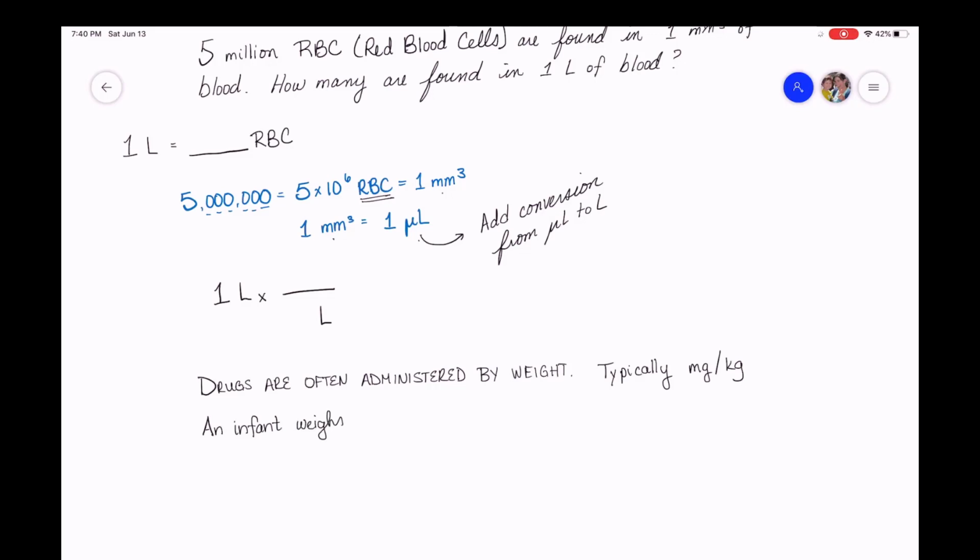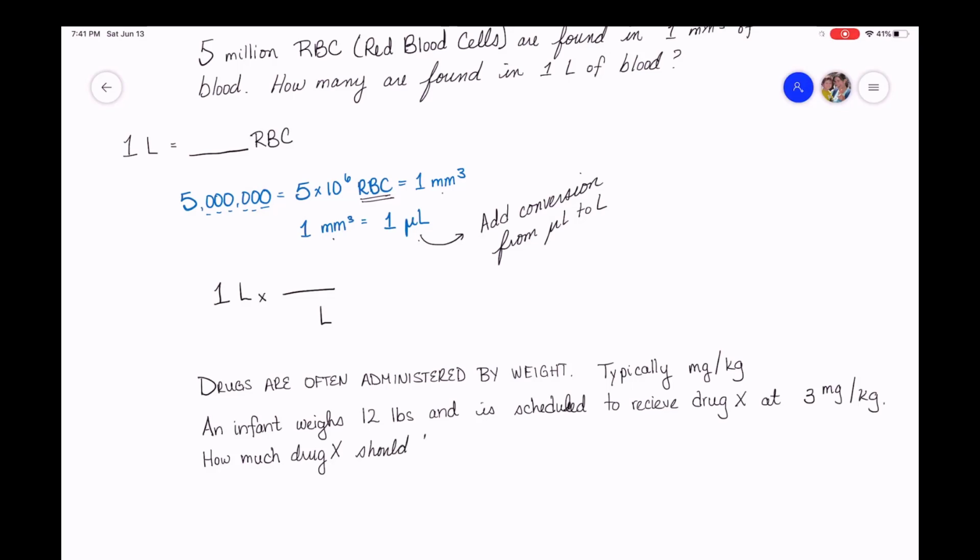So let's look at an example where we know the weight of somebody in pounds. Let's say an infant weighs 12 pounds, and you have a drug that you need to administer to that infant. And the drug is scheduled as 3 mgs per kilogram of weight. But the weight that you have is not in kilograms, it's in pounds. So the question is, how many milligrams of this drug X is the infant going to receive?